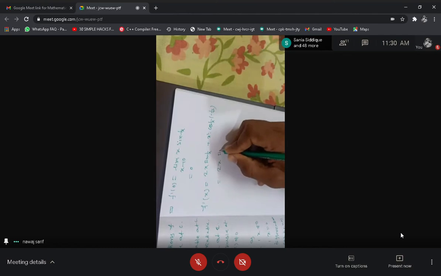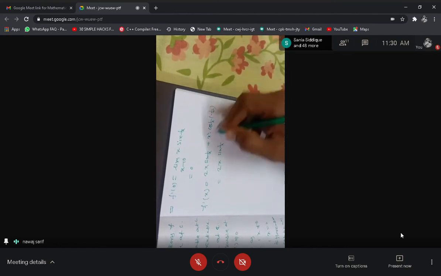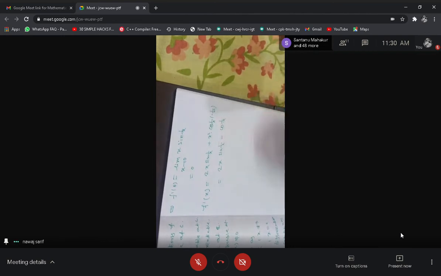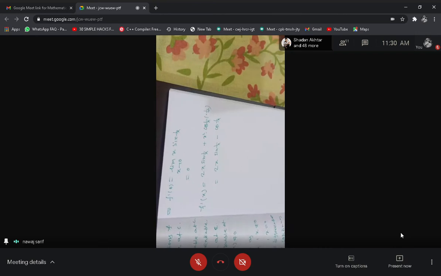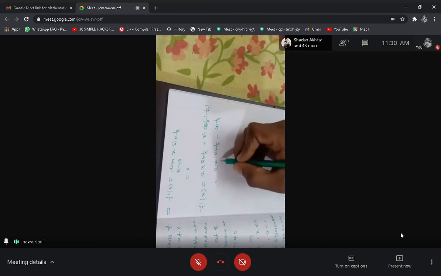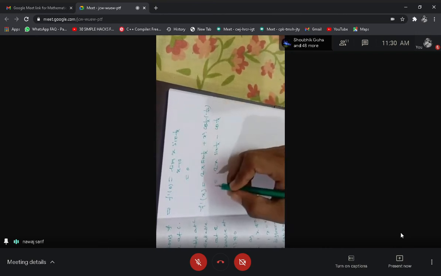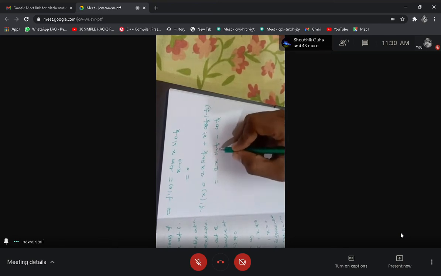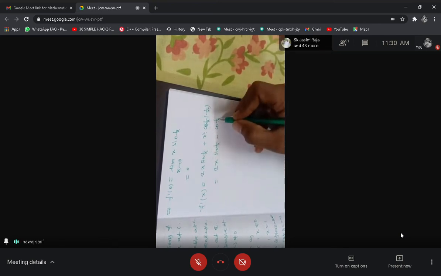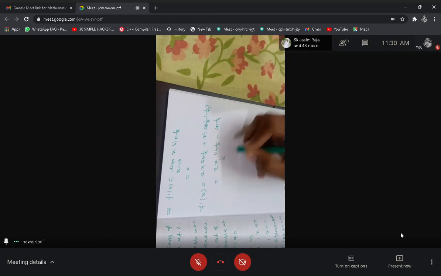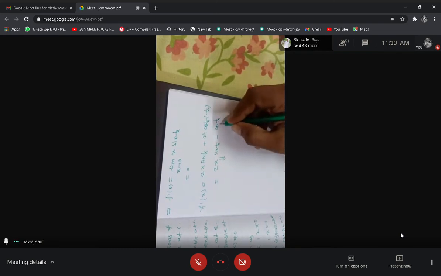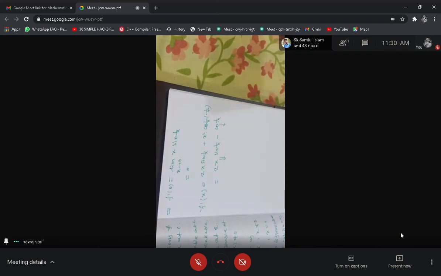2x sine 1 upon x, and x square cancels out, so this is minus cos 1 by x. And you have to show that f dash is not continuous at x equal to 0. That means now f dash x is 2x sine 1 by x minus cos 1 by x. This function is continuous, but cos 1 by x is not continuous at x equal to 0.